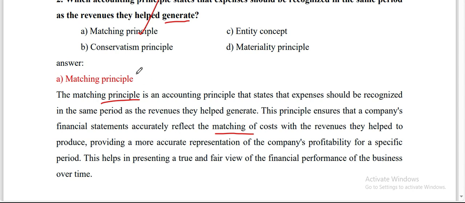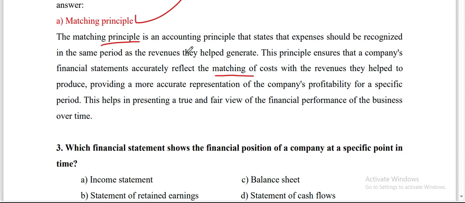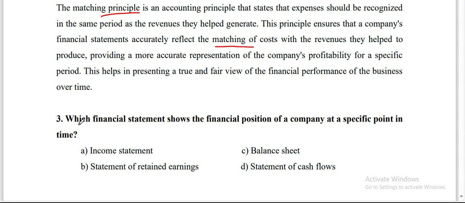So the best answer is matching principle. Next question, question number three. Which financial statement shows the financial position of a company at a specific point in time? A. Income statement. B. Statement of retained earnings. C. Balance sheet. D. Statement of cash flows.